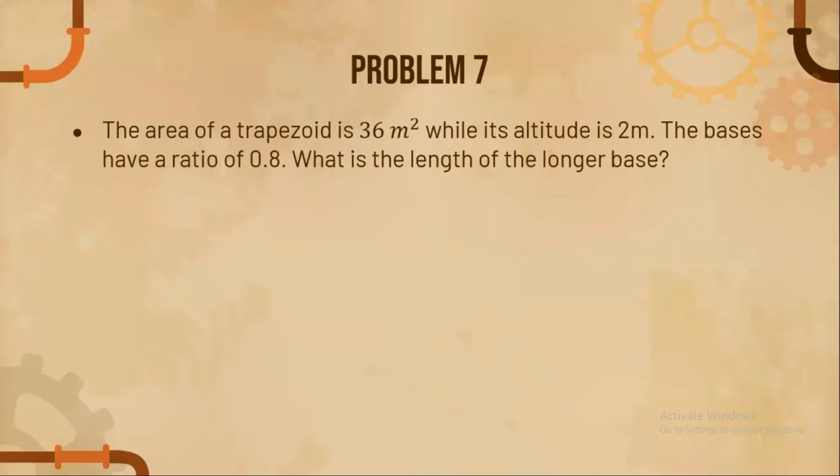For problem 7, the area of a trapezoid is 36 meters squared, while its altitude is 2 meters. The bases have a ratio of 0.8. What is the length of the longer base?